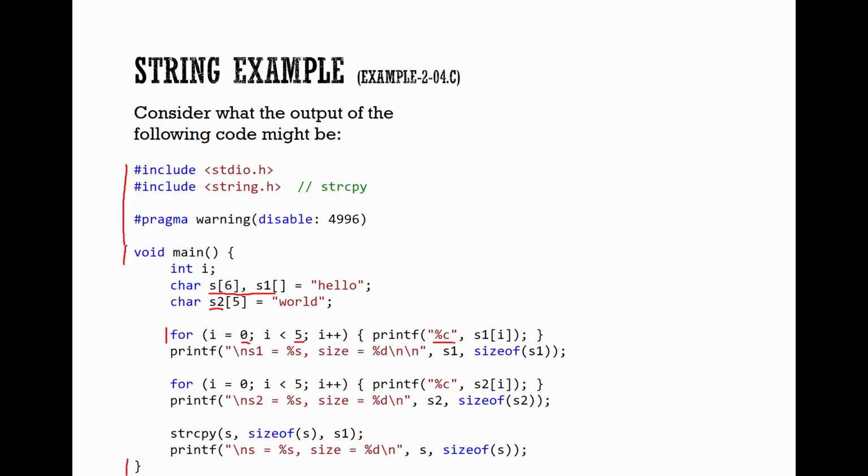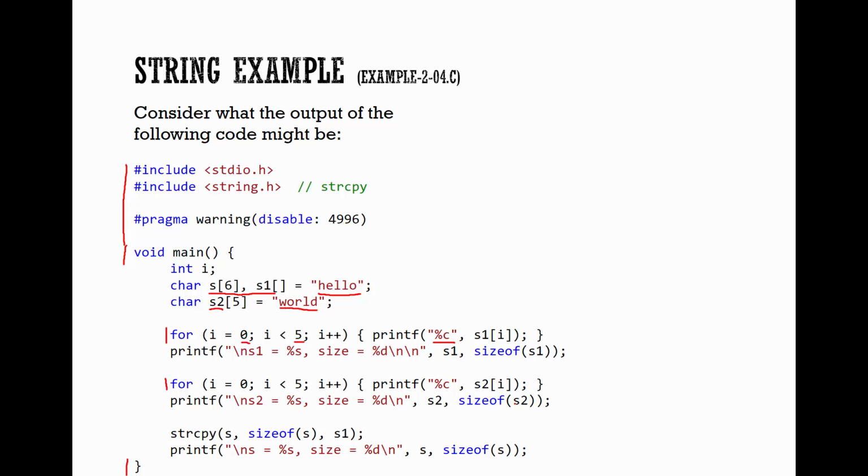If we look down here at the second for loop, the same thing happens again, 0 to 5, printing out S2. That should have the effect of printing out world, 1 letter at a time, similar to how hello was printed out 1 letter at a time before. Basically, each time we're saying print out the first 5 letters. Both of those words are 5 letters, so it'll print out both of those words for each of those respective places.